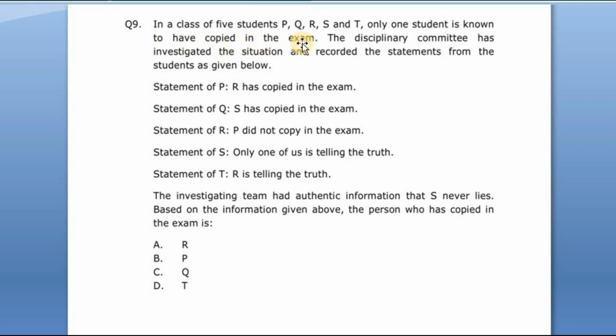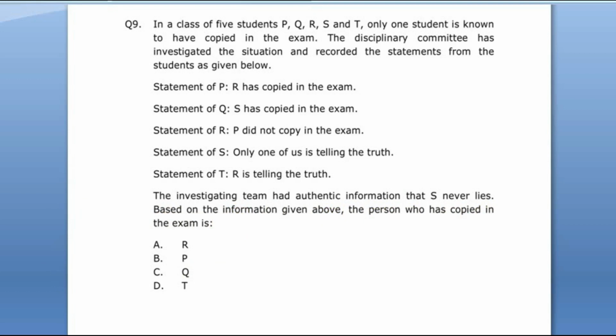The disciplinary committee has investigated the situation and recorded the statements from the students as given below. Statement of P, R has copied in the exam. Statement of Q, S has copied in the exam. Statement of R, P did not copy in the exam. Statement of S, only one of us is telling the truth. Statement of T, R is telling the truth. The investigation team had authentic information that S never lies. Based on the information given above, the person who has copied in the exam is, we have to calculate out.